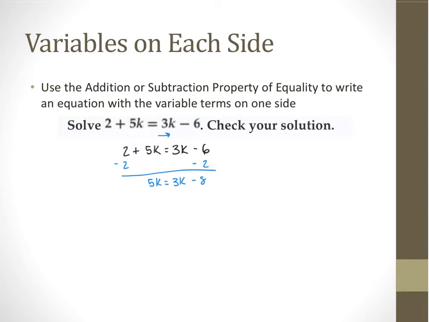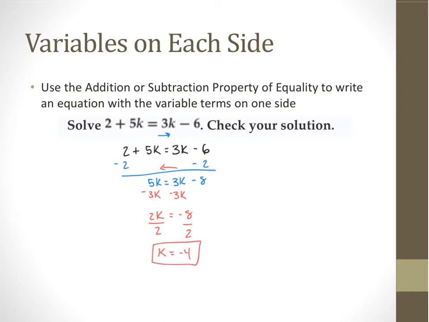And now I need to get my k's on the same side of the equation. So I'm going to go the other direction. Move my k's to the left side. Minus 3k, minus 3k, minus 8. And now I need to get k all by itself, so I'm going to divide the 2 away, because this is 2 times k. So I need to divide this from both sides, and k is equal to a negative 4.